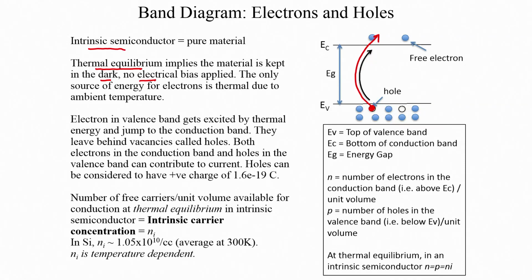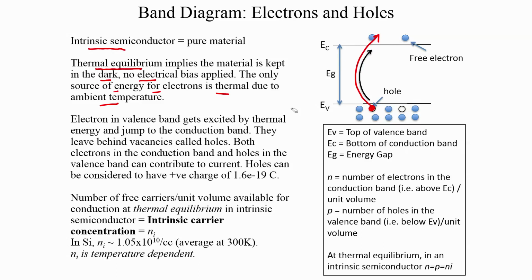The semiconductor is kept as is in the dark, and the only source of energy for the electrons could be the thermal energy due to the ambient temperature. And this thermal energy is given by kT, where k is the Boltzmann's coefficient. So please do not confuse this term now with the wave vector. It's the Boltzmann's coefficient, and T is the temperature. So that's the order of the energy given to the electron due to the ambient temperature.